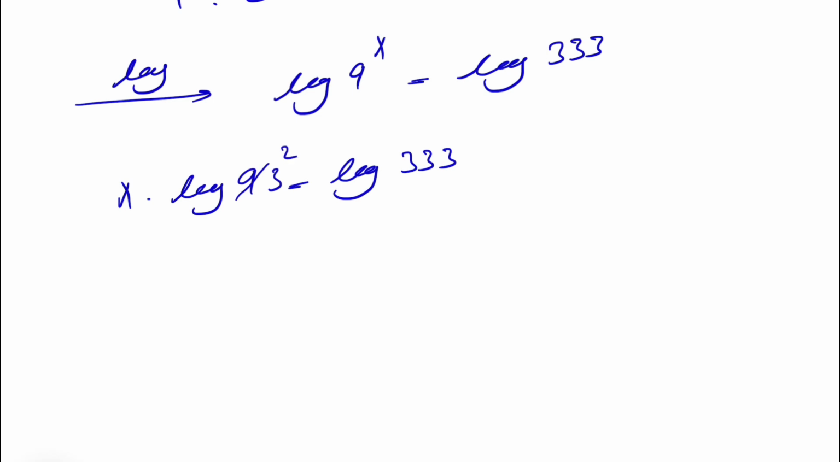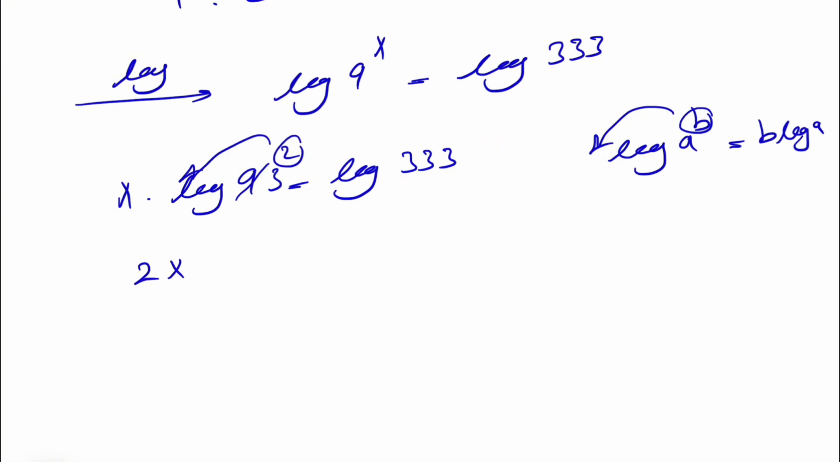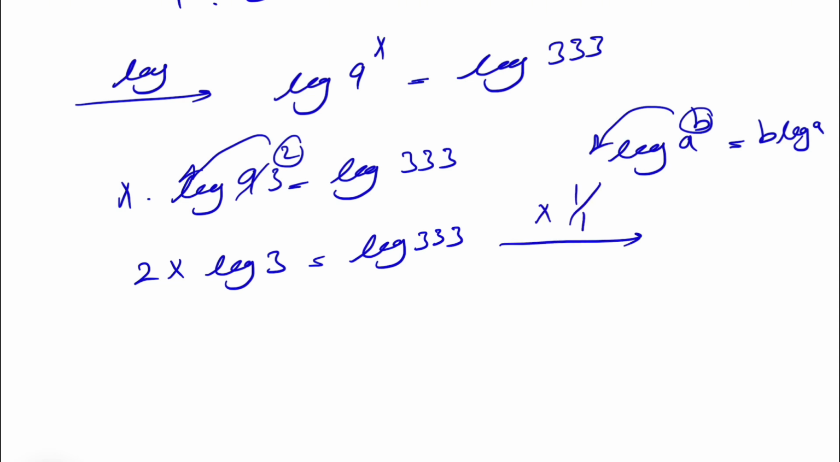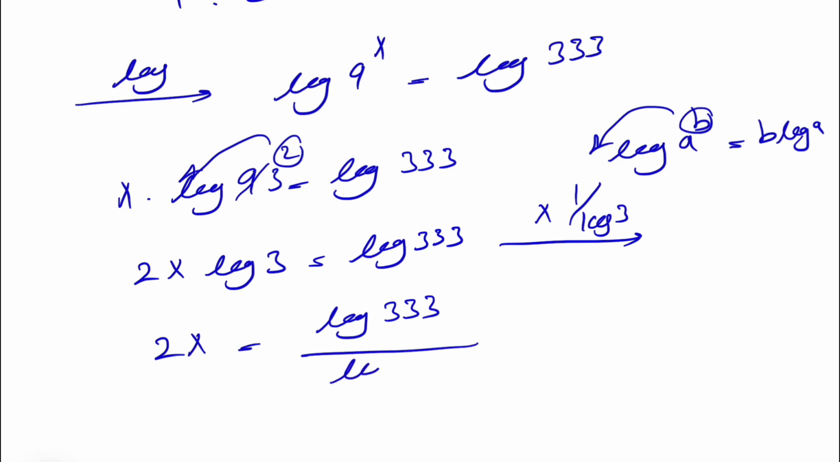And here we know our 9 is 3 squared, and we know when we have the log of a to the power of b, the exponent can go on the back of the log. So what we get in here is that 2 can go in the back, so we'll end up with 2x log of 3 is equal to log of 333, and we're going to divide each side by log of 3, and what we get on the left side is 2x is equal to log of 333 divided by log of 3.